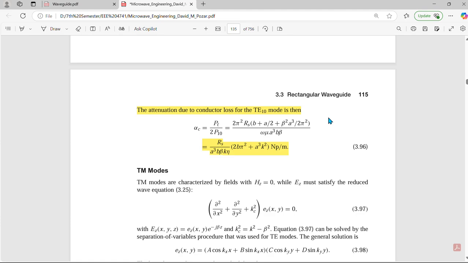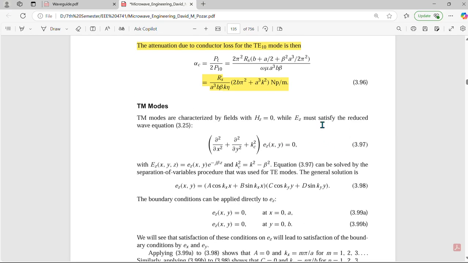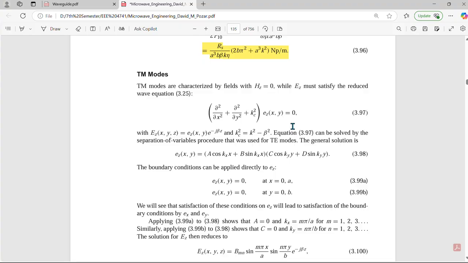The losses in the waveguide have two sources, that is called dielectric loss and the conductor loss. In this case, the dielectric loss is denoted by alpha d, and the conductor loss is defined by the parameter alpha c. So this is the alpha c value, that means conductor loss. The equation for alpha c is Rs by a cube b beta k eta, and then 2b by a square plus a cube k square. So this is basically the alpha c, that means the conductor loss here.